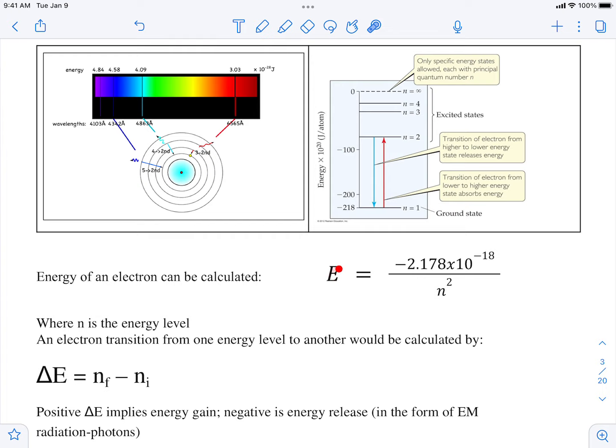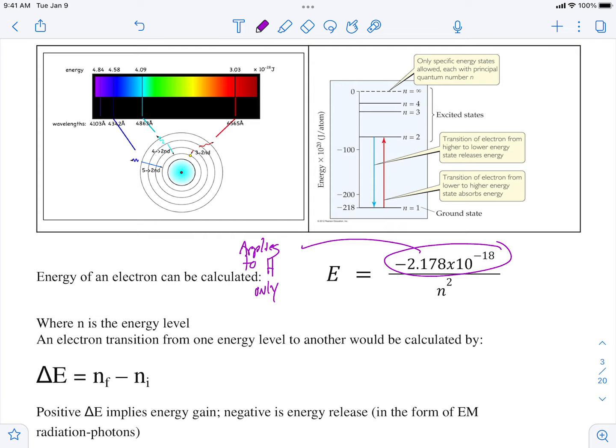Negative 2.178 times 10 to the negative 18th over the energy level squared. This provides the energy of the electron based on what level it's in. Now, another caveat. This value here applies to hydrogen only.